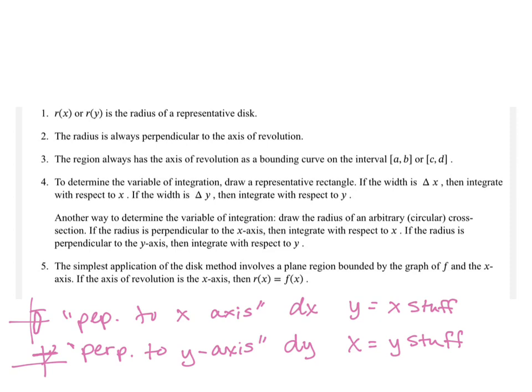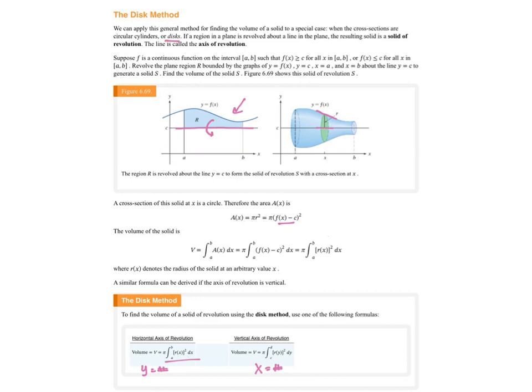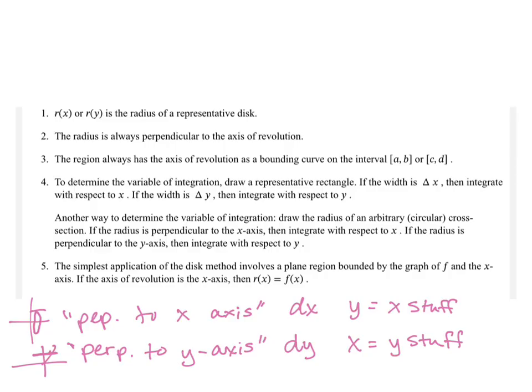Did I say it backwards a minute ago? Yeah, we said parallel earlier. Well, I think we're talking about the axis of rotation versus your cross sections. I'm talking about the radius. So if your radius is perpendicular to the x-axis, you're going to be in dx. If your radius is perpendicular to the y-axis, you're going to be in dy. So I think I was right both times, but talking about two separate things. Yeah. Okay, cool.